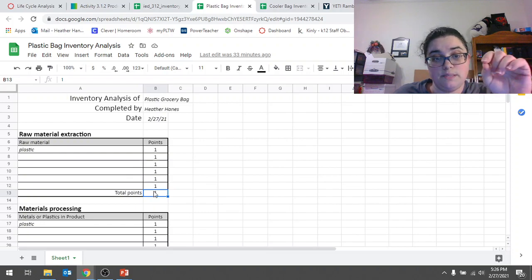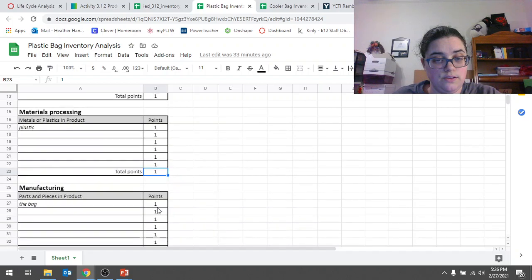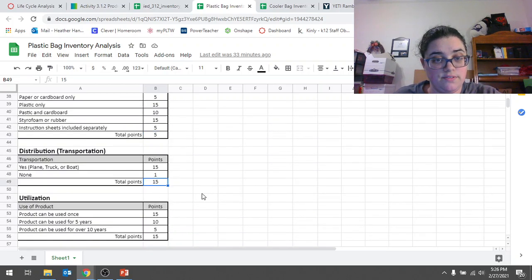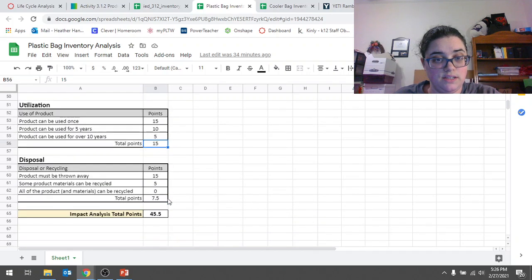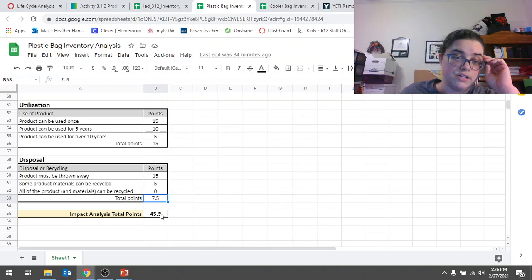And if you're doing this by hand, then you're going to go and say, okay, I'm going to add 1, I'm going to add 1, I'm going to add 1, that's 3, 3 and 5 is 8, and 15 is 23, and 15 is 38, and 7.5 is 45.5. So you can add it up in your head like I did, or write it out, or use a calculator, up to you. And then you'll get your total right there.